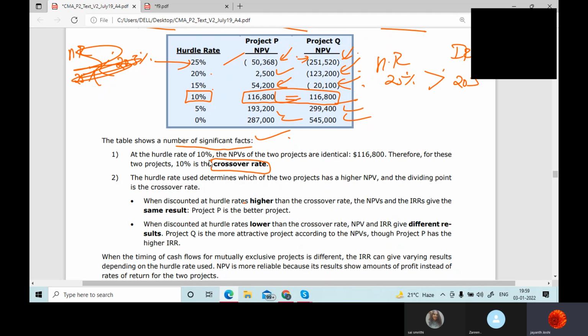The hurdle rate used determines which of the two projects has a higher NPV, and the dividing point is the crossover rate. So what are they saying? The hurdle rate used determines which of the two projects has a higher NPV. So at this hurdle rate, this project's NPV is higher and this is lower. This is higher, this is lower. But this is the same. And at this hurdle rate, this project's NPV is lower and this is higher. Yes, the crossover rate has divided it.